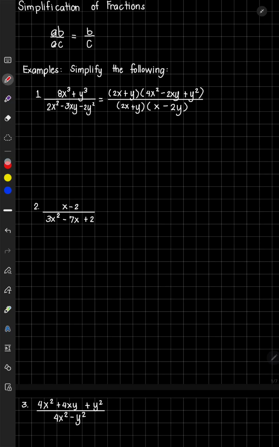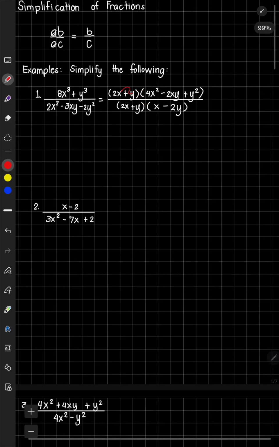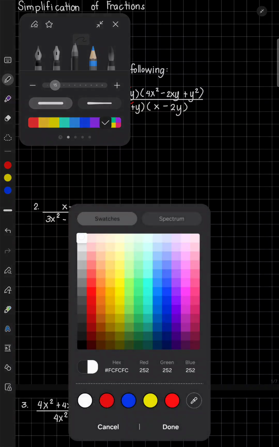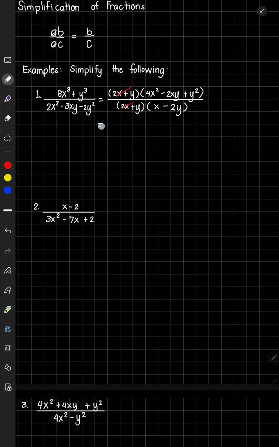As we can see, we have 2x plus y in the numerator, and we also have 2x plus y in the denominator, so we can cancel that out, and we will have a result of 4x squared minus 2xy plus y squared all over x minus 2y. If we cannot reduce this fraction further, then this will be the final answer.